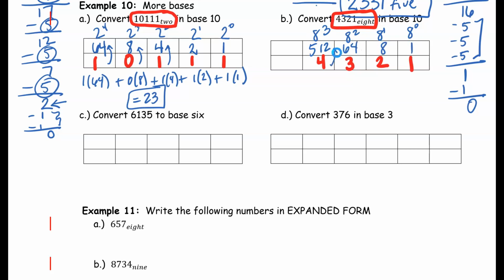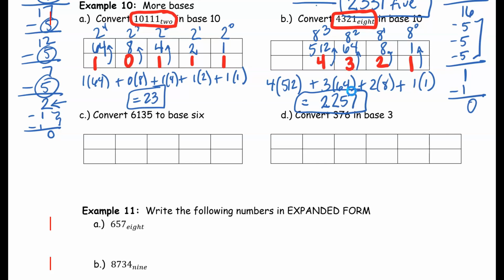And then you're going to use expanded form to multiply. So you have 4 groups of 512 each, 3 groups that are size 64, 2 groups that are size 8, and 1 group of size 1. And then if you multiply that all out, you should get 2,257.